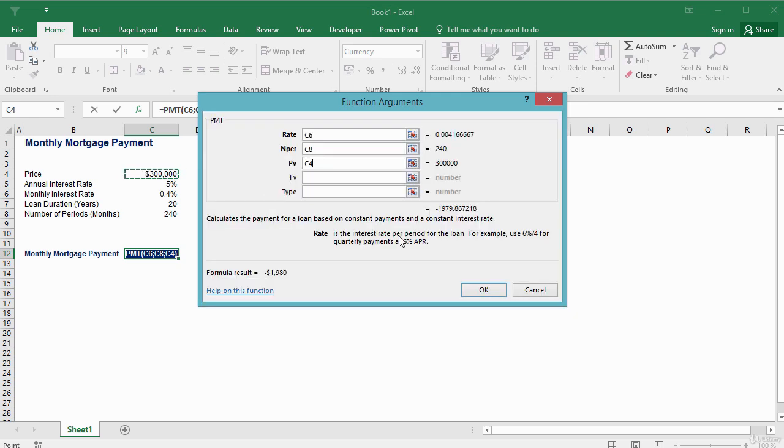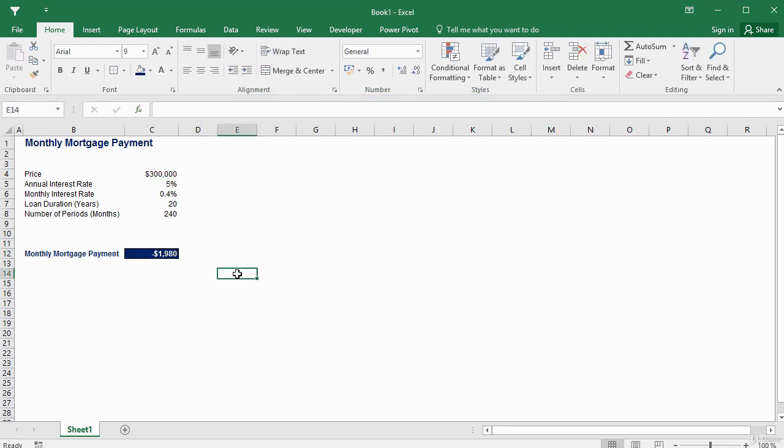We don't need to select any values for the other two parameters for the purposes of this calculation. Let's click OK. And here's the result of our function. The monthly payment that a person has to make if they want to buy a $300,000 house is $1,980. Now you know how to calculate mortgage payments.